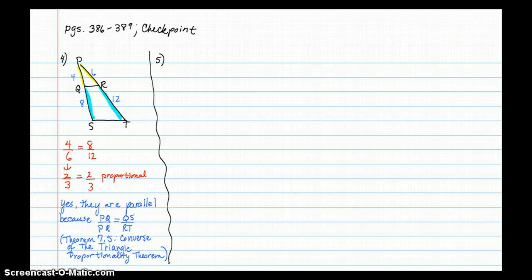In the figure in number 4, we're asking whether QR is parallel to ST. So we've taken 4 and 6, to see if those are proportional to one another, and 8 and 12 to see if those are proportional to one another. We simplify them. They both simplify to 2 over 3, which means they're proportional. So yes, they are parallel because PQ compared to PR equals QS compared to RT, which is theorem 7.5, the converse.